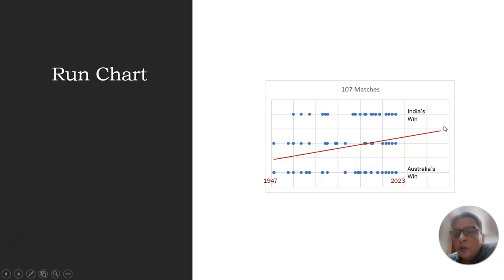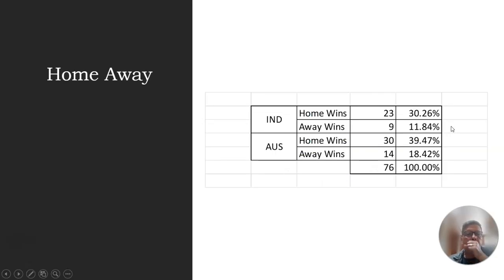Is tending high towards India. That's an encouraging statement. India's winning probability is running high with time. Sorry. Some home and away analysis.